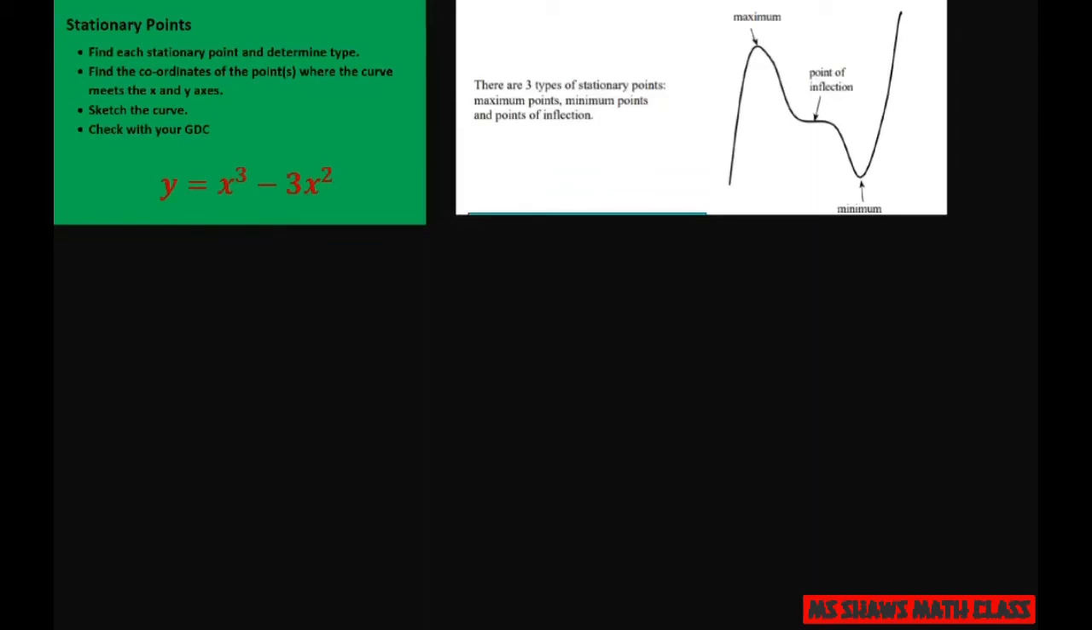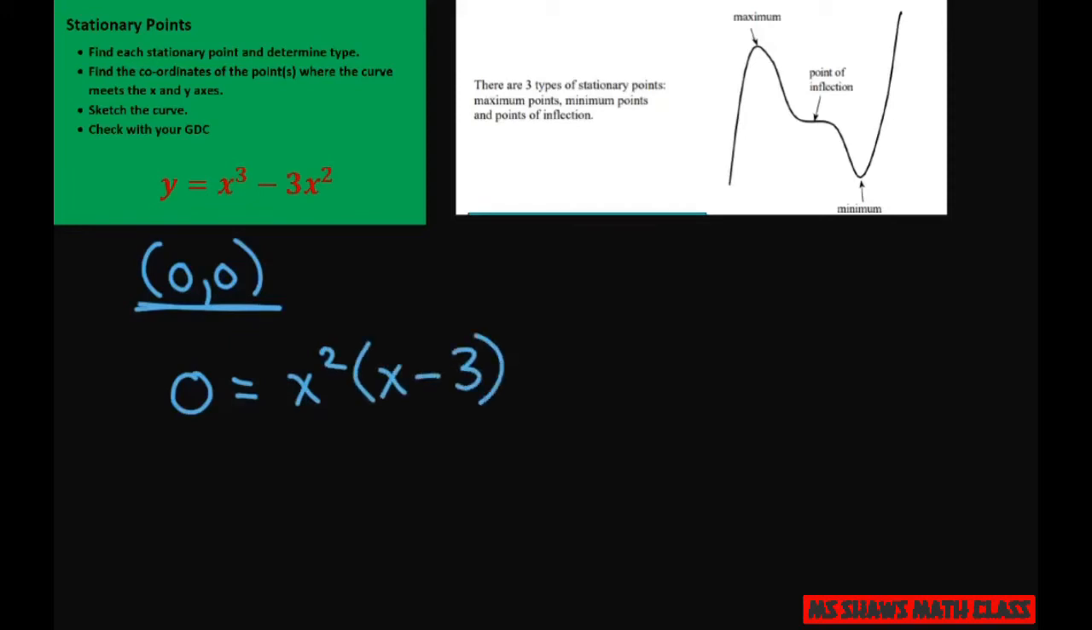Of course, when x is 0, y is 0. This is already our maximum point as well. So when y is 0, what is x? So I'm going to factor out an x squared. You get x minus 3. So you set that, you're going to get 0, 0 for this one, and 3, 0. So these are your values for your intercepts.